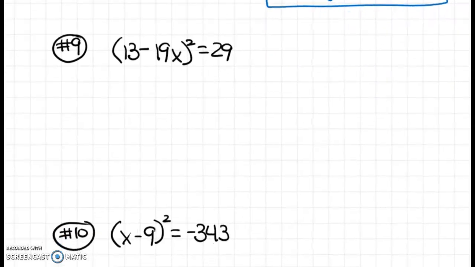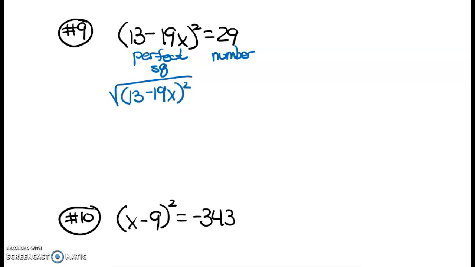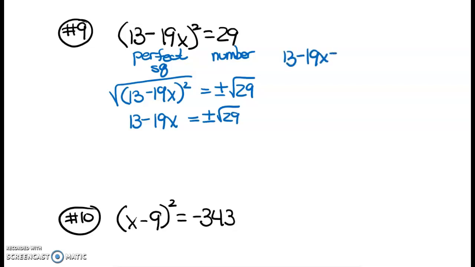All right. Let's see if we can get two more examples done. Here I have a perfect square that equals a number. All right, so I'm going to use my square root property. 13 minus 19x squared equals plus or minus, don't forget that, 29's prime, so it's not going to factor. So I end up with 13 minus 19x equals plus or minus square root of 29. All right, I need to set up my two equations. Equals a positive square root of 29, and then 13 minus 19x equals a negative square root of 29.